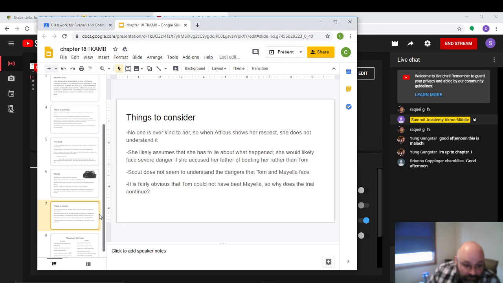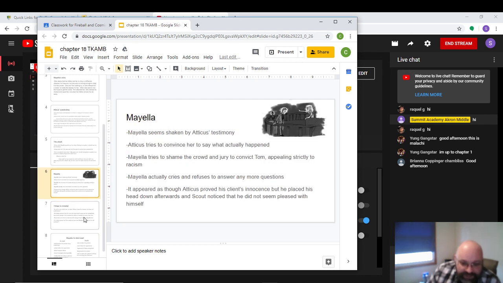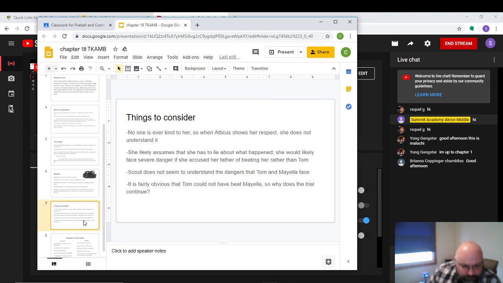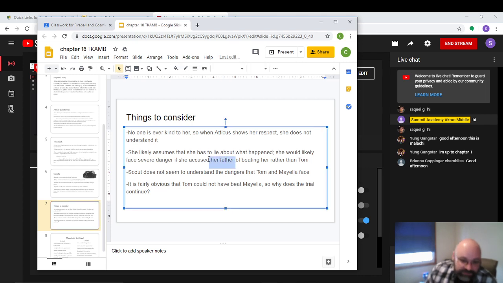Another important thing to remember in what's happening now is that it's very likely that Mayella's father beats her, and it's very likely that she was beaten by her father rather than Tom. It's fairly obvious Tom couldn't have beaten Mayella because all of her bruises are on the right side, and his left arm just doesn't work.